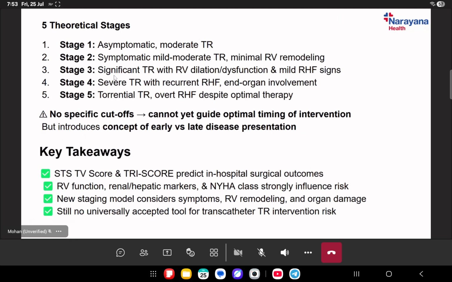So the 5 theoretical stages are stage 1 to 5. One is symptomatic with moderate TR. Second is symptomatic mild to moderate TR with minimal RV remodeling. Stage 3 is significant TR with RV dilatation and dysfunction. Stage 4 is severe TR with recurrent right heart failure hospitalizations and end-organ involvement. Stage 5 is torrential TR with overt right heart failure despite optimal therapy. So there are no specific cutoffs to guide the timing of intervention, but it introduces the concept of early versus late presentation.